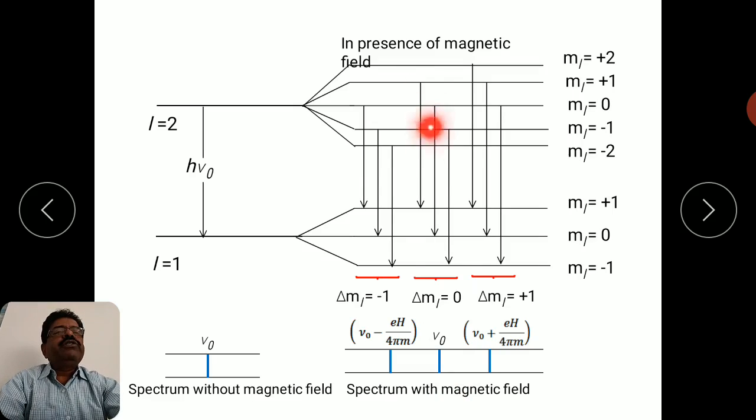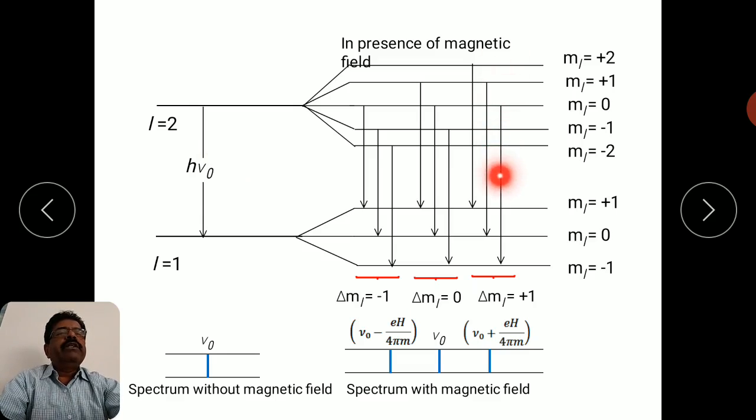Similarly, you can see the transitions here for delta ml is equal to 0. The transitions for ml is equal to plus 2 to plus 2, plus 1 to plus 1, 0 to 0, or minus 1 to minus 1. Everywhere delta ml will be 0, and this will be the original line, the photon emitted of the original line. Original line means, as we have seen, in absence of the magnetic field.